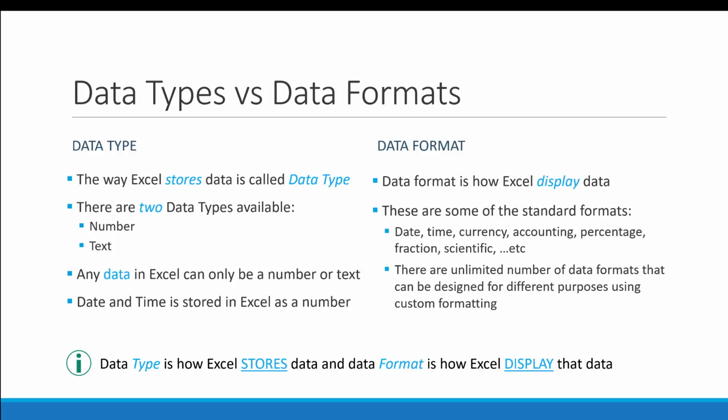Now, as we're going to see a little bit later on, date and time is stored in Excel as a number, and it's very important to make sure that your date and time column, which could sometimes be a very long column, has all dates understood correctly as dates in Excel. So you need to make sure that they are actually stored as numbers. We're going to see that in more detail in the next slide. So what I would like you to take from this slide is data type is how Excel stores data. Data format is how Excel displays that data.